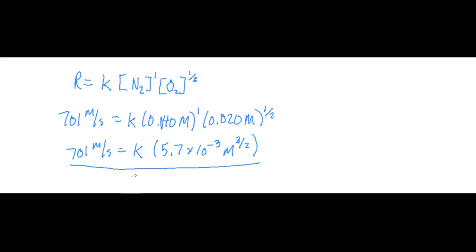If I divide each side by 5.7 times 10 to the -3rd molar to the 3/2, I'll cancel out this term. 701 divided by 5.7 times 10 to the -3rd gives me a value to 2 significant figures, 12,000.